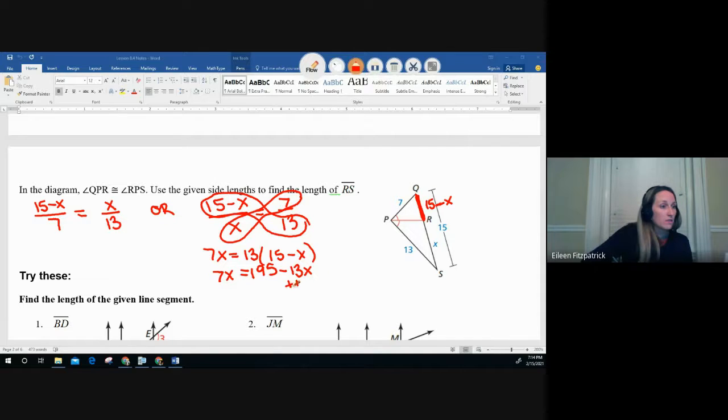And then I'm going to add 13x to both sides. So I have 20x is equal to 195. And then I'm going to divide both sides by 20. Oh, I'm running out of room down here. And I get x is equal to 9.75.